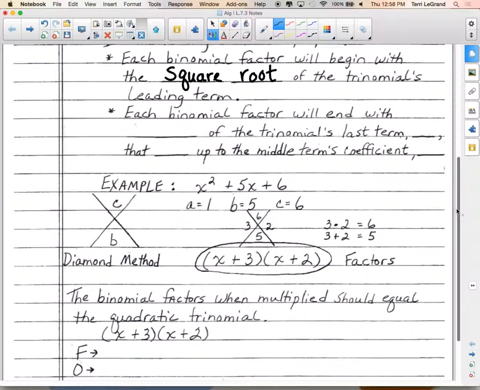And then each binomial factor will end with, because binomials have 2 terms, the factors of the trinomial's last term, the c value, that add up to the middle term's coefficient, which we call the b value. So does that sound familiar? Multiplies to be a number and adds up to be a different number.